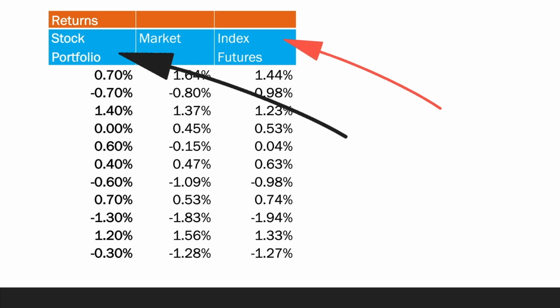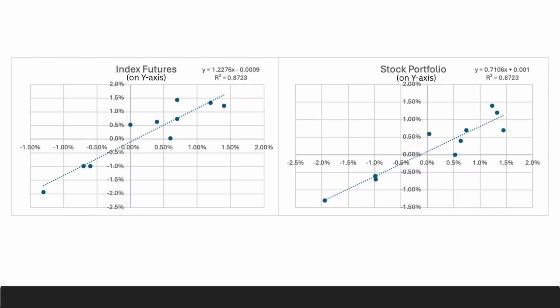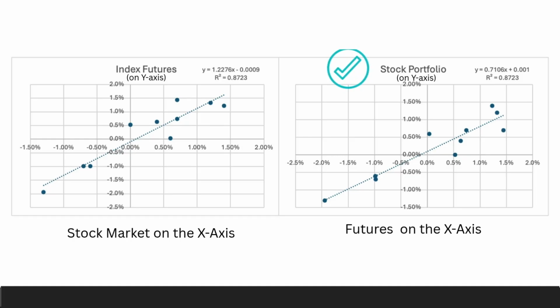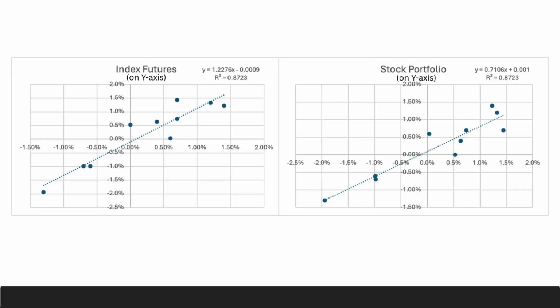A cursory look at the scatter plot between the two shows the following, showing a high R-squared between the two sets. Now I'm going to show two charts, one with the index futures on the x-axis and one with the stock market on the x-axis. So here they are. Note that while the R-square is the same whichever way, the linear regression results are different. Now, the more interesting question here is which one should we choose?